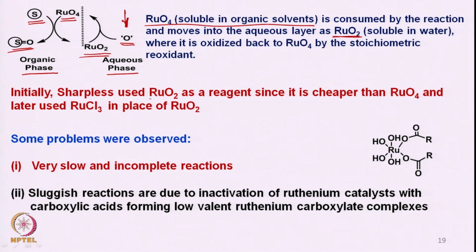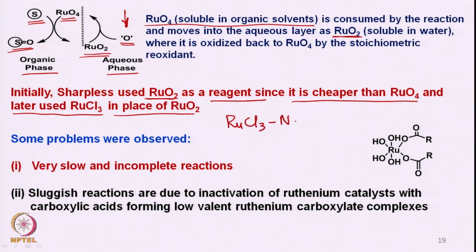However, initially Sharpless used ruthenium dioxide only as a reagent since it is cheaper than ruthenium tetroxide, and later he used ruthenium trichloride in place of ruthenium dioxide. So, right now a lot of people who want to use this protocol prefer to use ruthenium trichloride and sodium metaperiodate as a combination of reagents, which is a source of ruthenium tetroxide.